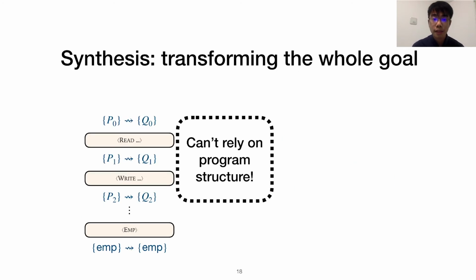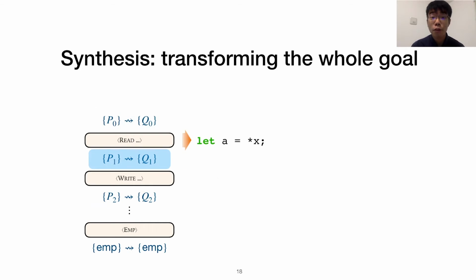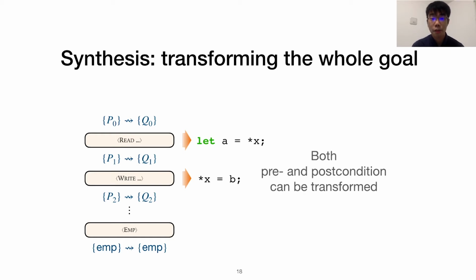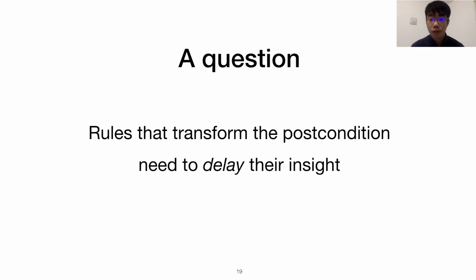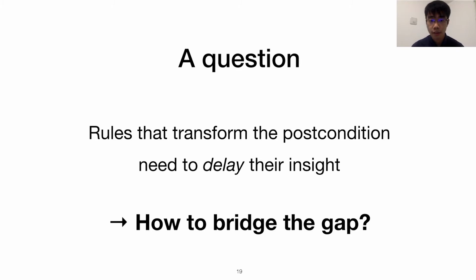In contrast, during synthesis, we can't rely on an existing program structure, since that's what we're trying to derive. Instead, each successful application of an inference rule incrementally transforms the specification until it becomes a trivial entailment. Here, both the pre- and postcondition are transformed. For this reason, when SSL rules transforming the postcondition appear earlier in the synthesis proof tree, their insight needs to be deferred to the end of the verification proof. So one big question is how to bridge these two different styles of reasoning.